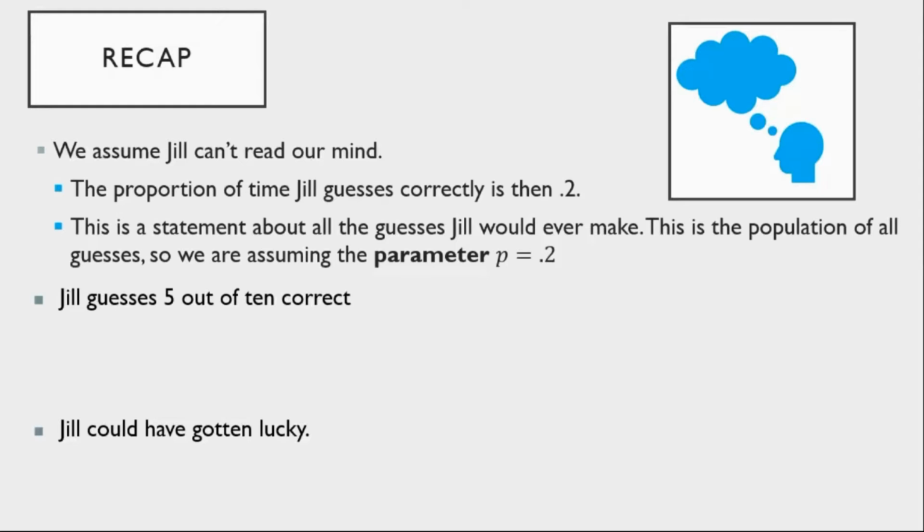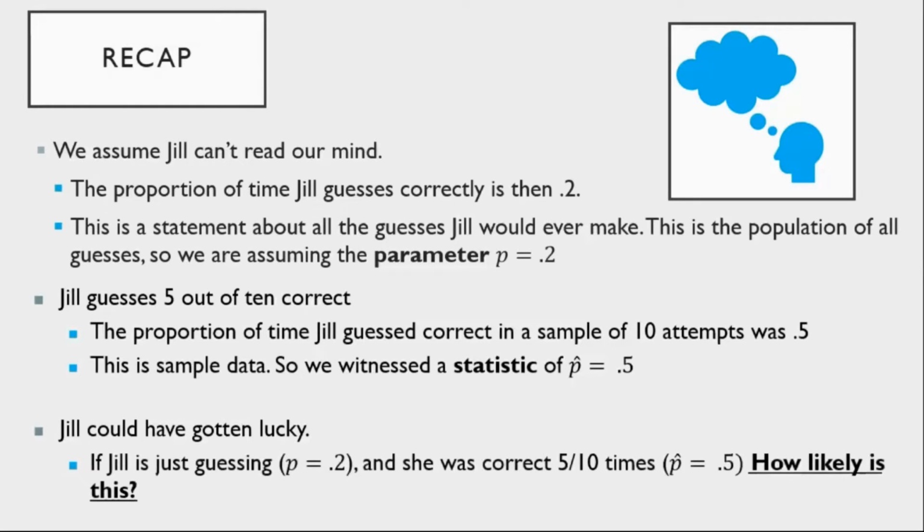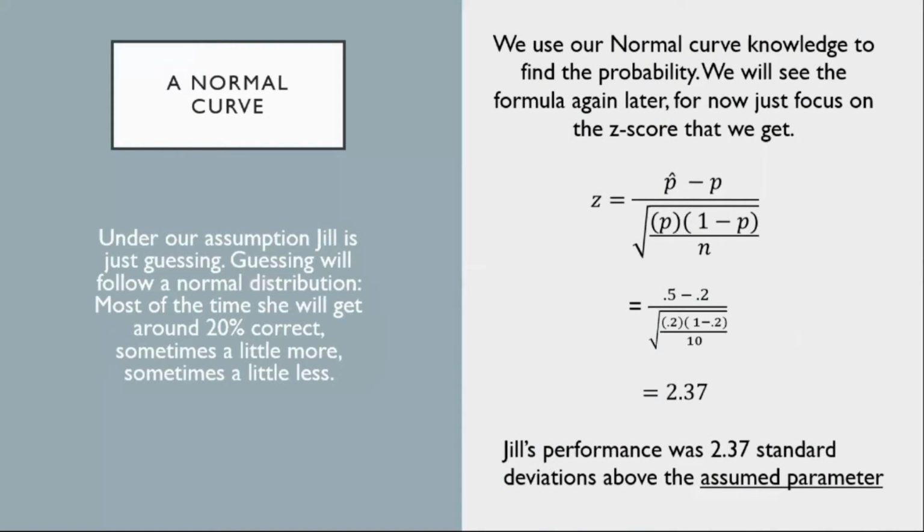Next, we saw that Jill actually did guess 5 out of 10 correct. So this is from sample data. This is what we witnessed her do. So this is a statistic. P hat equals 0.5. So now that we got something symbolized here, if she's just guessing, this would say the parameter is 0.2. What we did witness was a p hat of 0.5. So now we're ready to answer the question, how likely is this to have happened?